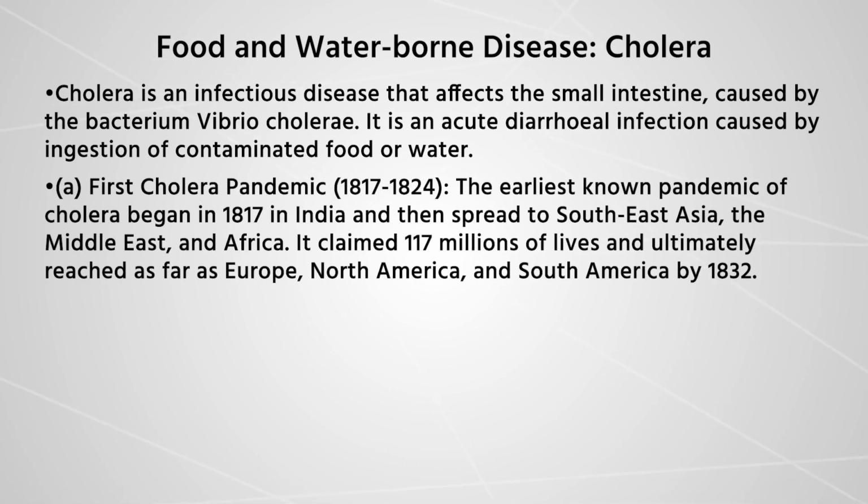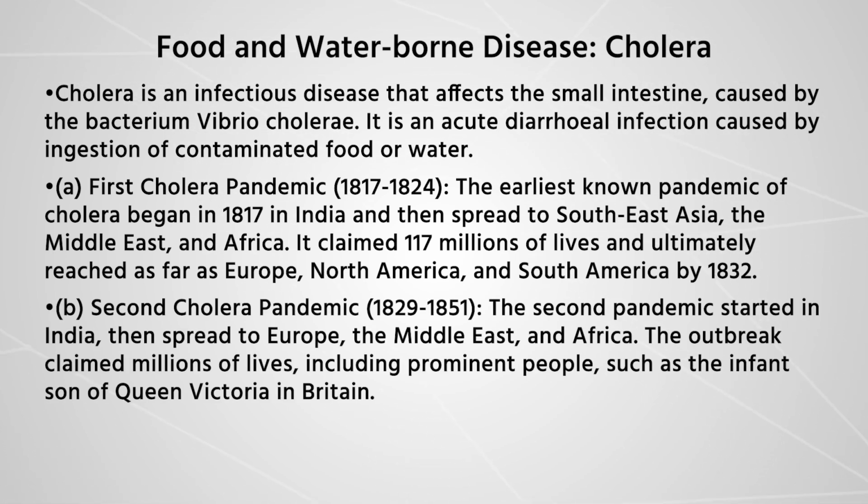First cholera pandemic, the earliest known pandemic of cholera, began in 1817 in India and then spread to Southeast Asia and the Middle East and Africa. It claimed 117 million lives and ultimately reached as far as Europe, North America and South America by 1832.